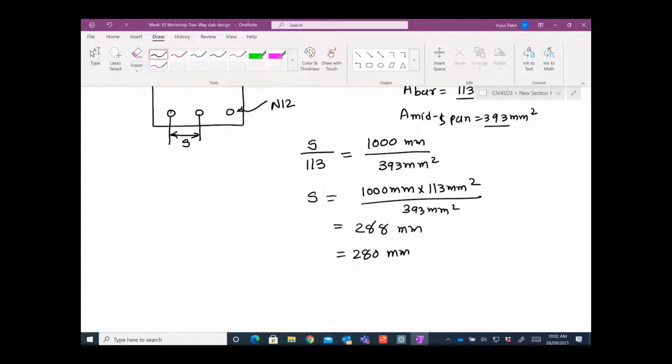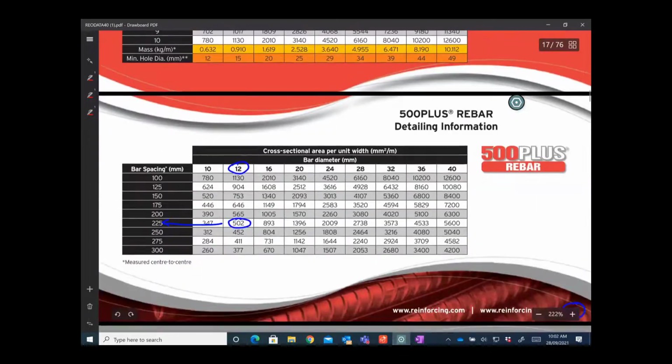Generally we don't make it 288, we round it off to the nearest practical number, because your builder is not going to go and measure 288. They generally like to have a rounding number. This is the mathematics, but we straight away use these tables. In the next page, they give you the reo tables, which give you that spacing as well.